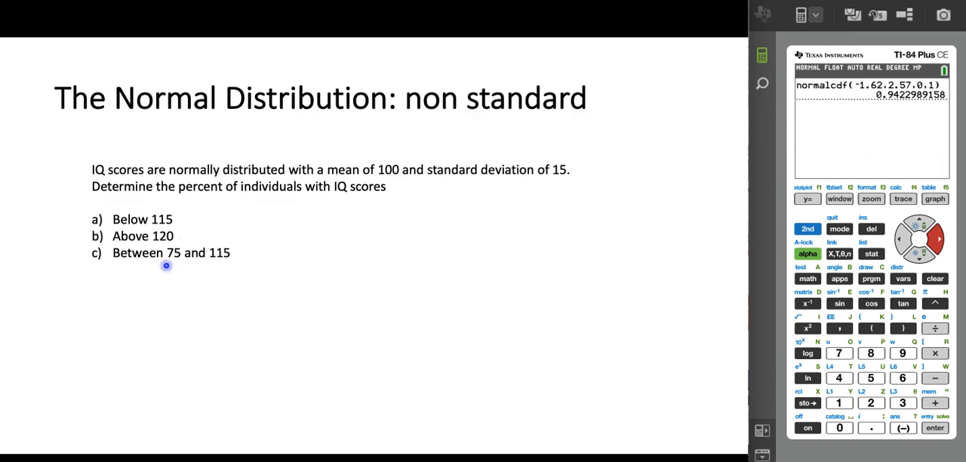So we're going to go through these three examples. So here's a practical example of how you're using this information. In these normal distributions, it's normally distributed but not standard. And what I mean by non-standard is the mean isn't 0. So look, for example, IQ scores are normally distributed with a mean of 100 and a standard deviation of 15. Determine the percent of individuals with IQ scores. We're going to do 3 examples. And the first one we'll do below 115, above 120, and between 75 and 115.